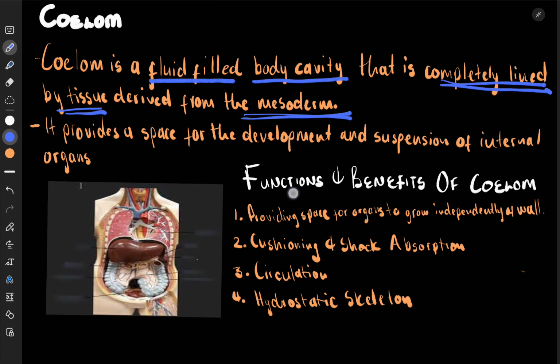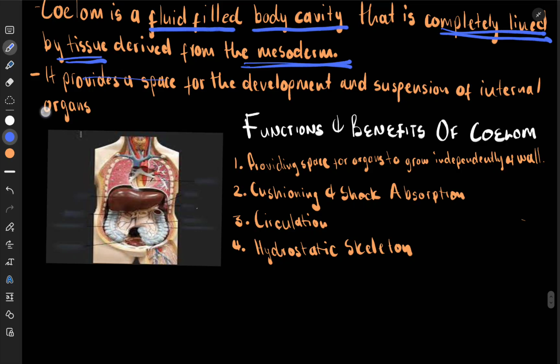Now, and what is the function of this guy? I'm going to skip this statement because it repeats with what is listed just below. What is the function of this coelom? Now, coelom has 4 functions, though 3 are so important, you could get them asked. What are the functions or the benefits of this coelom? Number 1, it provides space for the organs to grow independently of the wall. It gives you space. We know that coelom is a space.